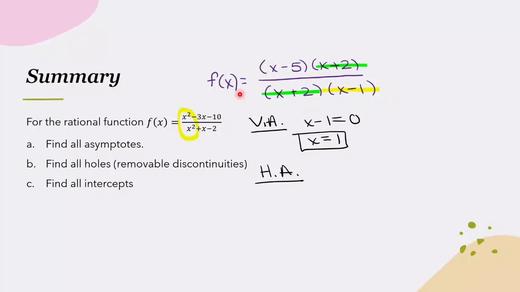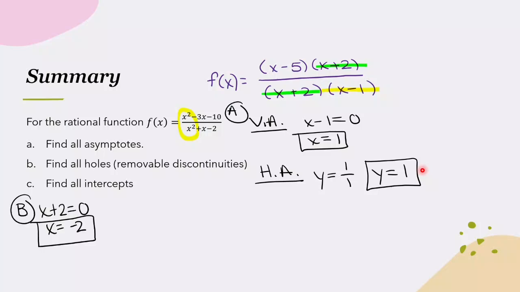To find my horizontal asymptote, I look at my leading terms. Largest power in the numerator is x squared. Largest power of x in the denominator, also x squared. X squared divided by x squared is 1. So y equals 1 is my horizontal asymptote. Since I have my function in factored form, I can find my hole or my removable discontinuity by looking at that common factor. That common factor x plus 2 equals 0 when x equals negative 2. So that tells me there's a hole at x equal negative 2.